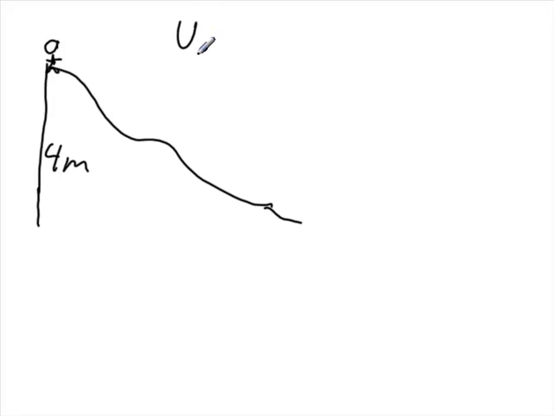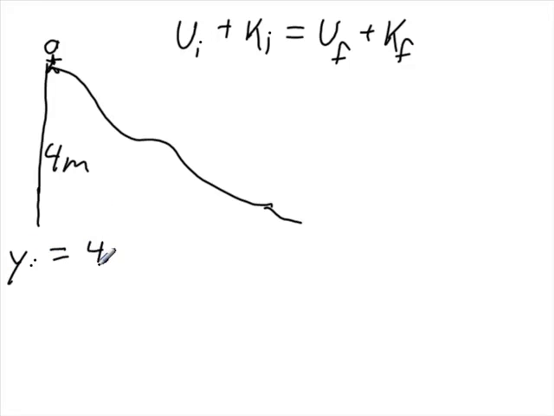That means the potential energy at the beginning plus the kinetic energy at the beginning will equal the potential energy at the end plus the kinetic energy again at the end. And I know that y initial equals 4 meters, y final equals 0 meters, v initial equals 0, and v final is what I'm looking for. So I'm going to go ahead and put in formulas for each of these. I'm not going to put in numbers, just formulas.